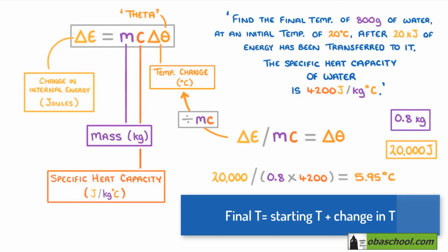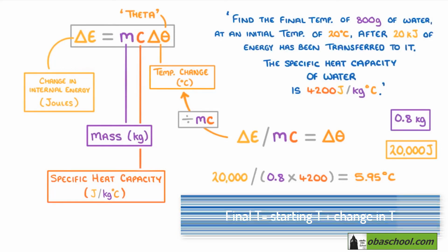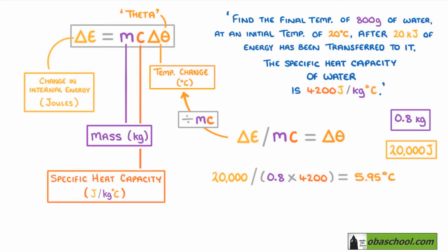As the final temperature equals the starting temperature plus the change in temperature, which we have calculated, we add this value to our original 20 degrees. The final temperature would be 25.95, or 26 if we round it to three significant figures, which should be done in the exam.